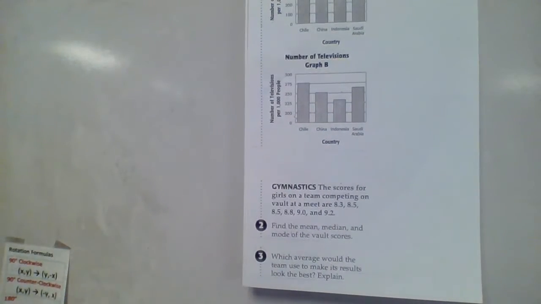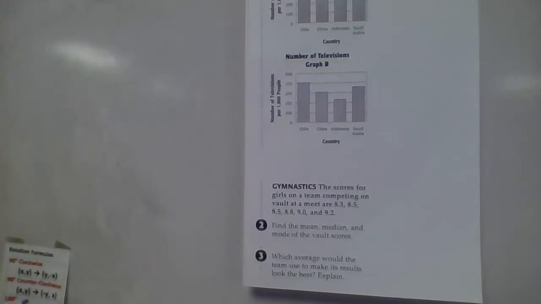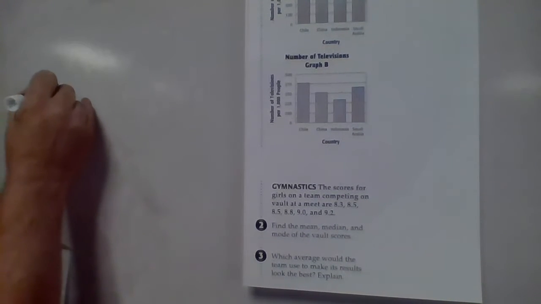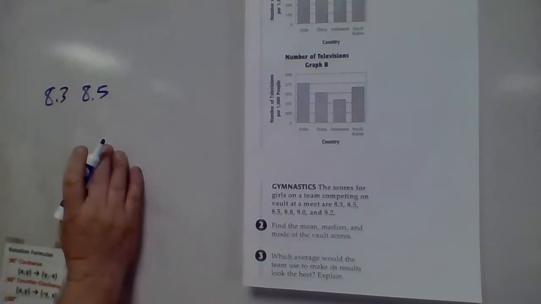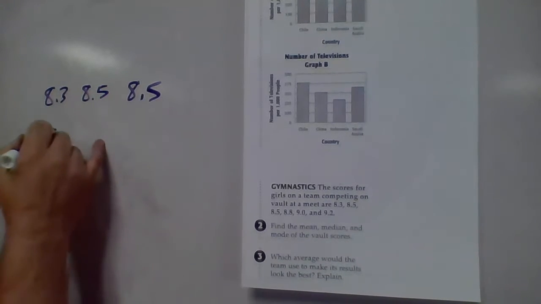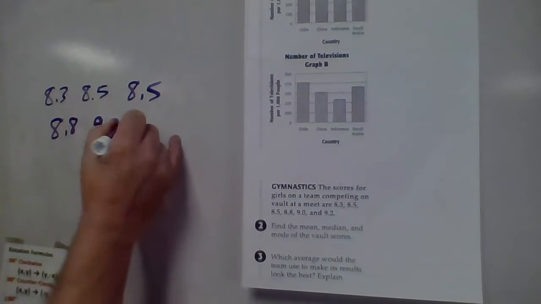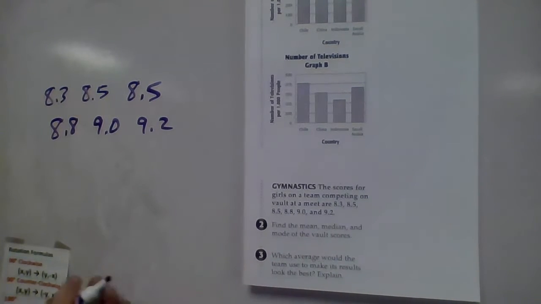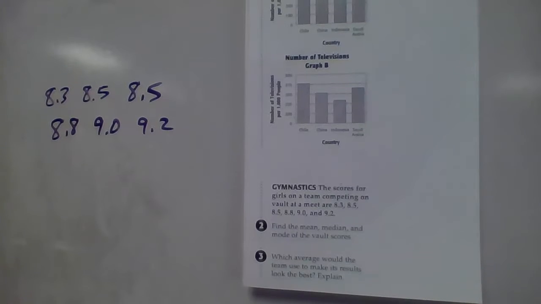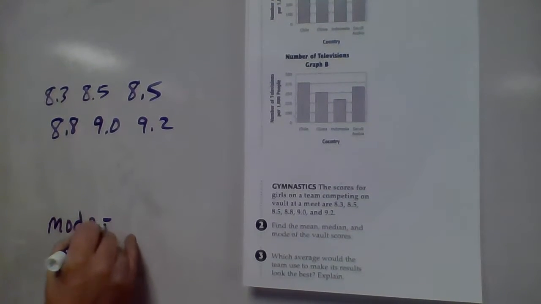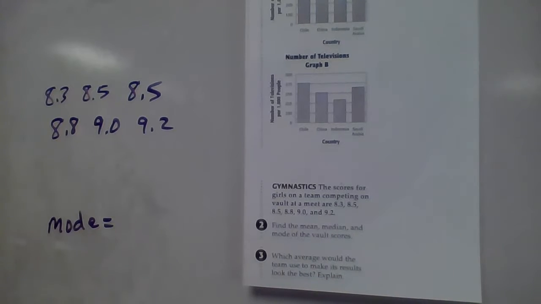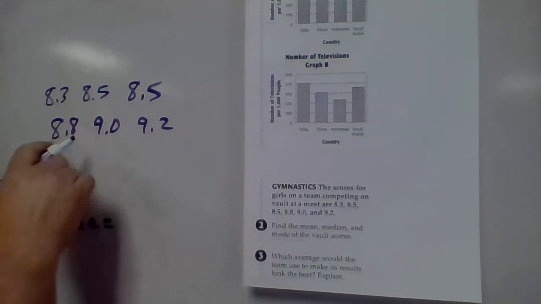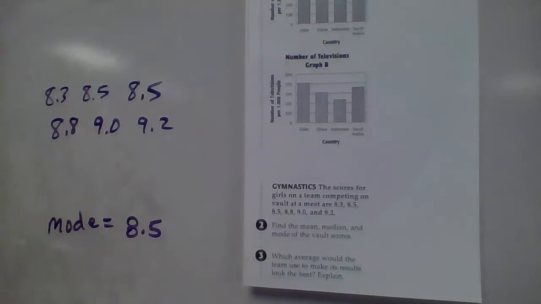Okay? Let's look at a little bit different of a problem, a gymnastics problem. It says the scores for girls on a team competing on the vault at a meet are 8.3, 8.5, 8.5, 8.8, 9.0, and 9.2. They want us to find the mean, the median, and the mode of this set of data. Well, if you remember, I always used to look for the mode first because that's the easiest one to find. What is the mode in this set of data? The one that appears most often is 8.5.